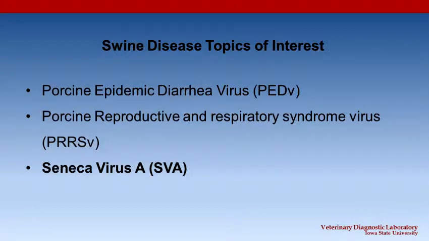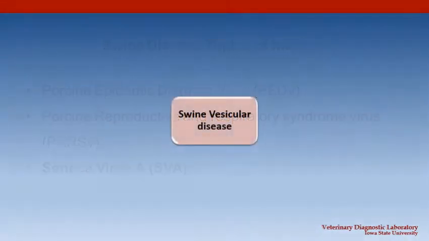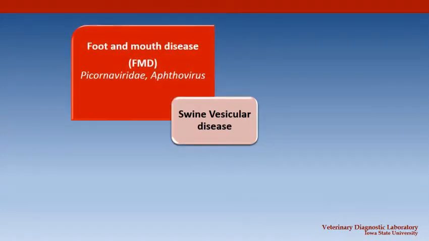Finally, Seneca virus. I believe that everyone has heard about this disease in the last few years. But what is Seneca virus? Basically, it's a swine vesicular disease. If someone tells you swine vesicular disease here in a farm, what's probably going to be the most important disease that we're going to think about? What is our worst fear? FMD. Yeah, FMD.